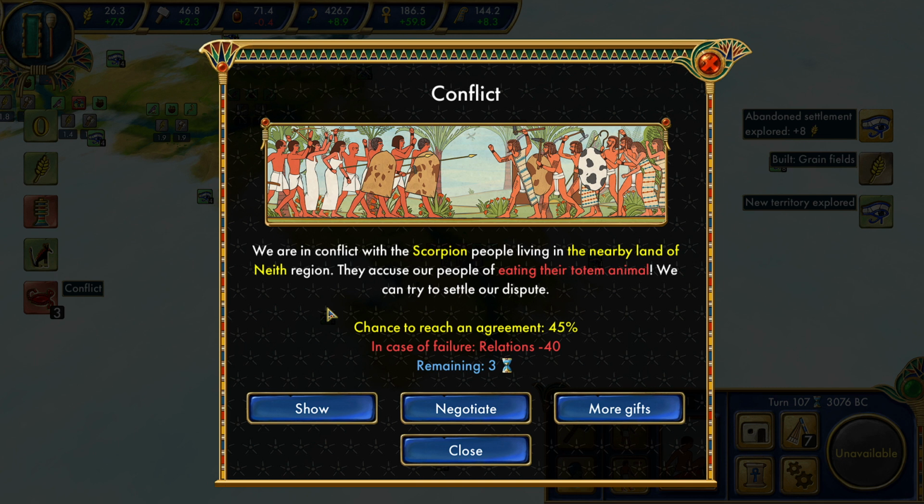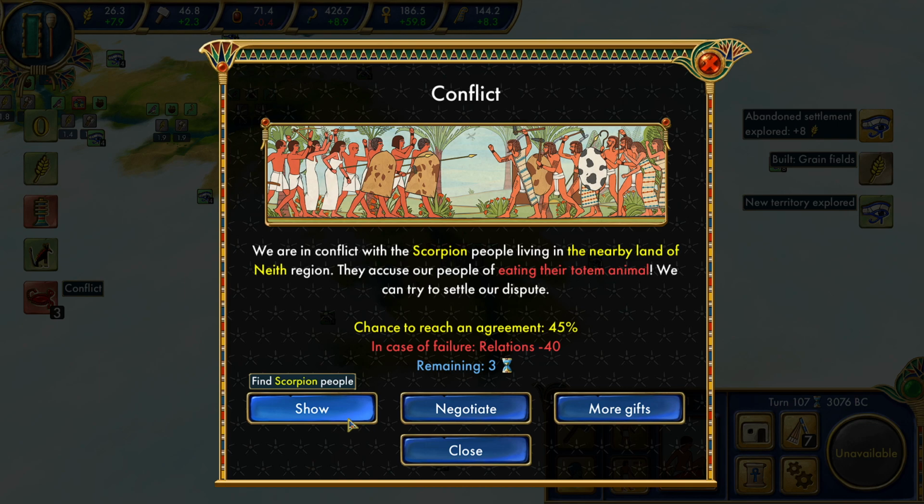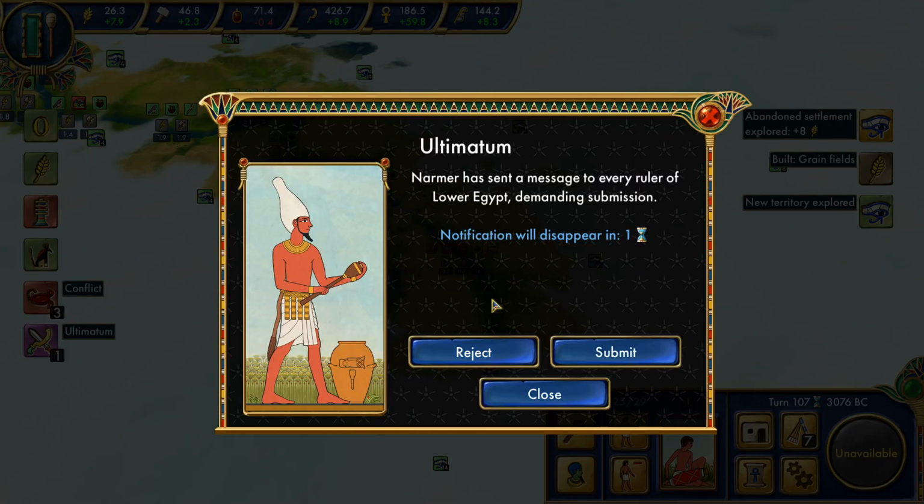Oh dear. The scorpion people have accused us of eating their totem animal. We can try to negotiate a dispute, or we can send them gifts. That's awful expensive to increase the odds. So we'll come back to that.